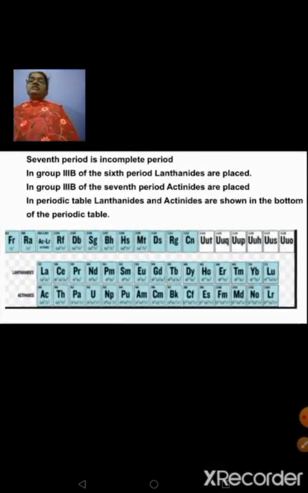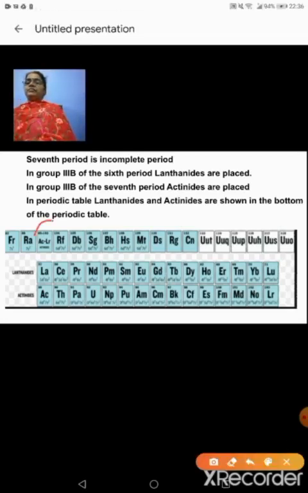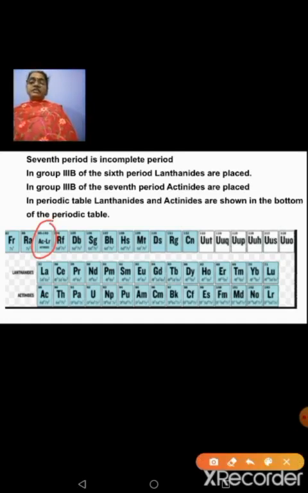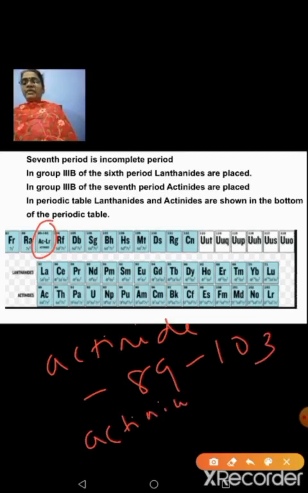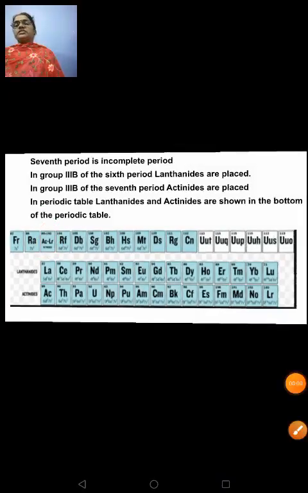Your 7th period is the incomplete period, and in your 7th period only you have your actinide series here. It's given, see, actinide series. Remember, the atomic number of the actinide series begins with 89 and ends with 103. So the first element is actinium, ACTINIUM, and your last element is Lawrencium, LR.